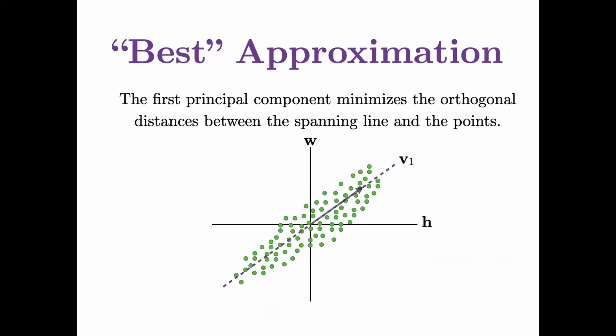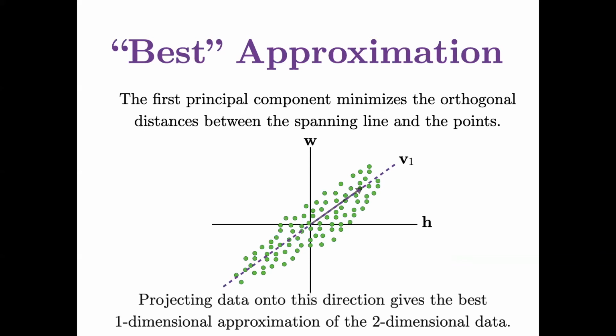This gives us the best approximation to our data in one dimension, meaning that that first principal component minimizes the orthogonal distances between that spanning line and the points. So if I project the data onto this direction, I will have the least error one-dimensional approximation of the two-dimensional data.